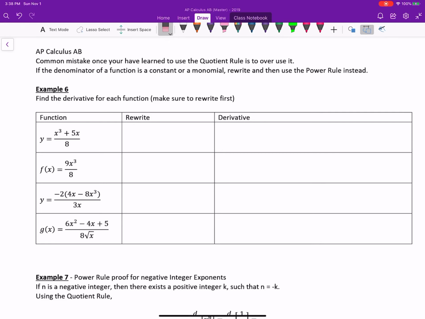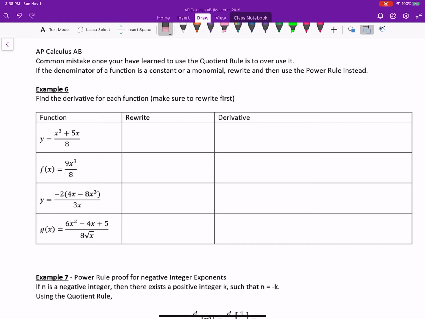One of the more common mistakes that I see for the quotient rule is almost like an overuse of the quotient rule. For example, when you have a constant or a monomial in the denominator, the quotient rule is unnecessary. The first thing you're going to do is rewrite. So you always double check, because when people see a fraction, they're like, oh, the quotient rule. Does the quotient rule work? Absolutely, but the likelihood of you making a mistake increases by a lot. So you're making the problem more difficult for yourself than you have to.